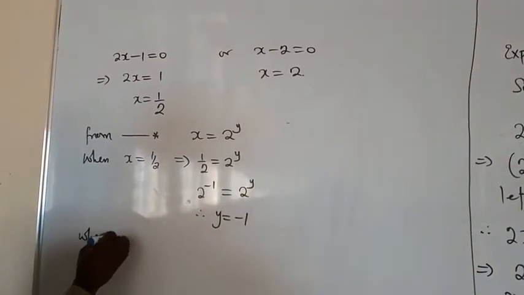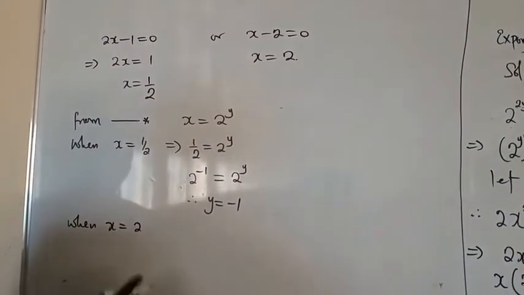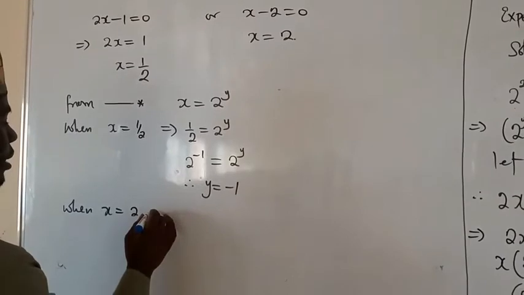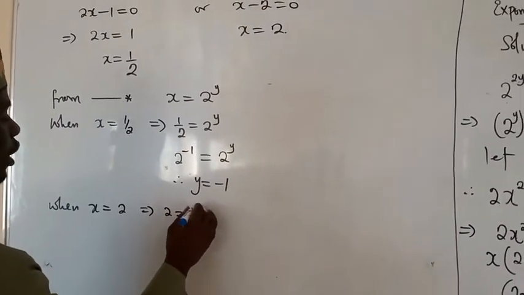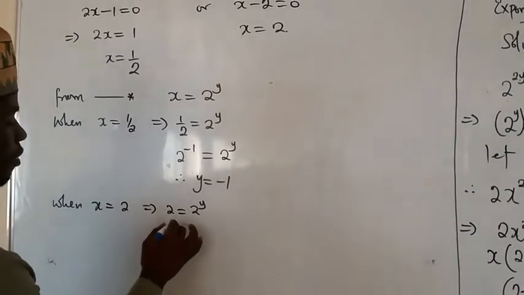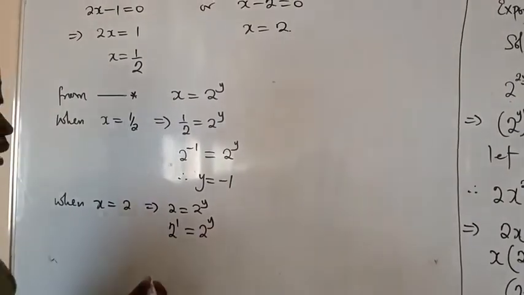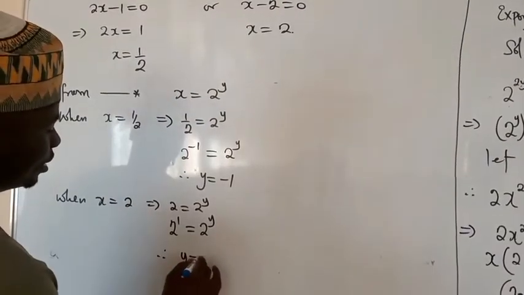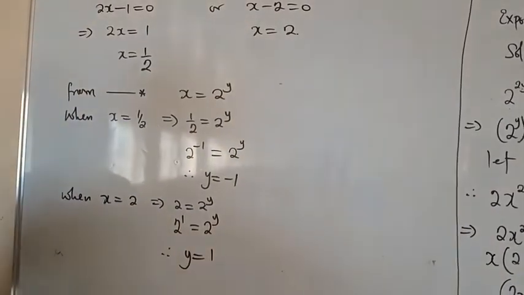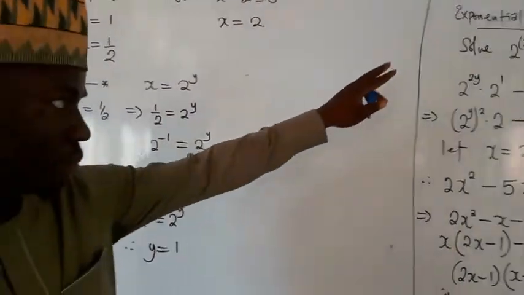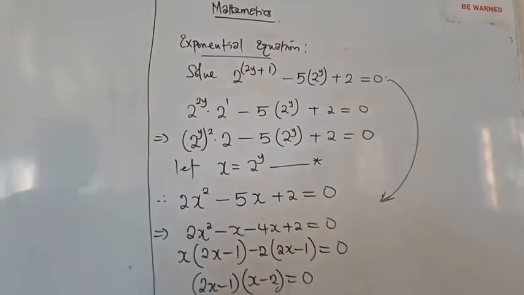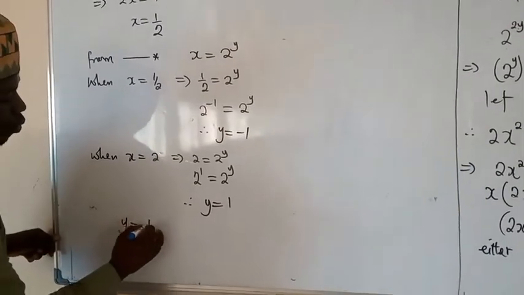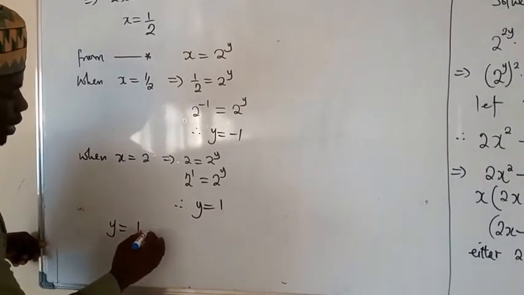So when x is equal to 2, what will happen to equation star? This implies that 2 is equal to 2 raised to the power of y. And 2 is the same thing as 2 raised to the power of 1, equal to 2 raised to the power of y. The bases are also the same, so we equate the powers. And therefore, the value of y is 1. So therefore, for this equation to be true, the values of y are y equal to 1 and y equal to minus 1.